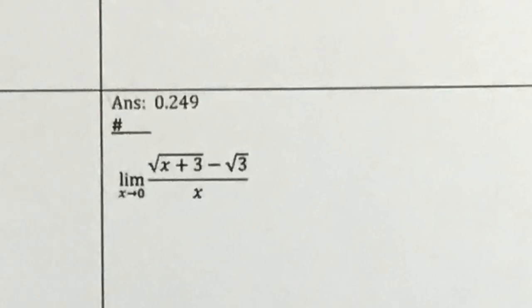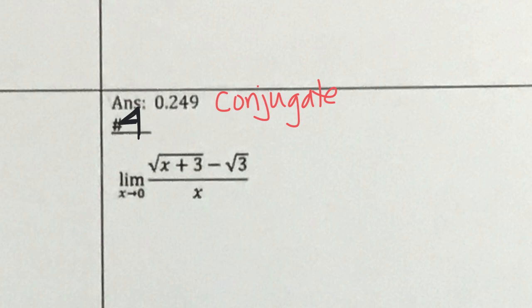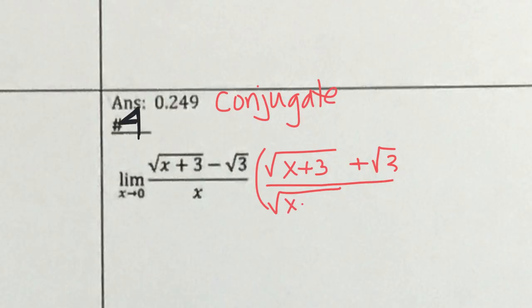Oh, and this is one of our lovely algebraic manipulation problems. Right, our special word that we're supposed to know is the conjugate. Right, this is our algebraic manipulation because when you plug in 0, we get 0 over 0. So what is the conjugate of our numerator? Right, root x plus 3 plus root 3. And I multiply that on top and on bottom. Plus root 3.